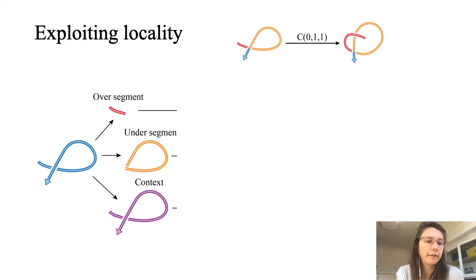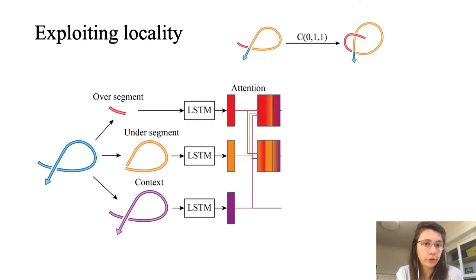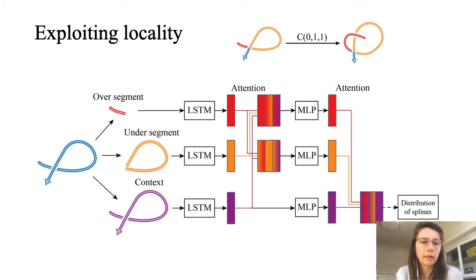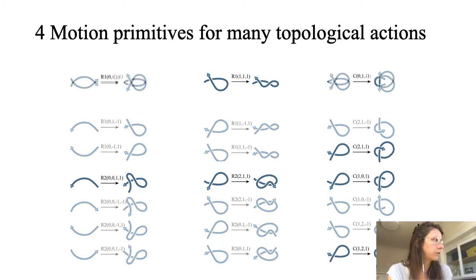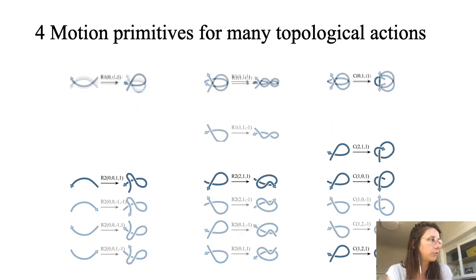Each part then goes through an LSTM to extract features of the rope, and we use pairwise attention to exchange information between the parts. Then these features are further processed and merged into a single branch to predict the distribution of motion splines. So by using some of these geometric transformations and the 3-part representation that I just showed you, we can learn to solve all these topological actions by basically grouping them together.